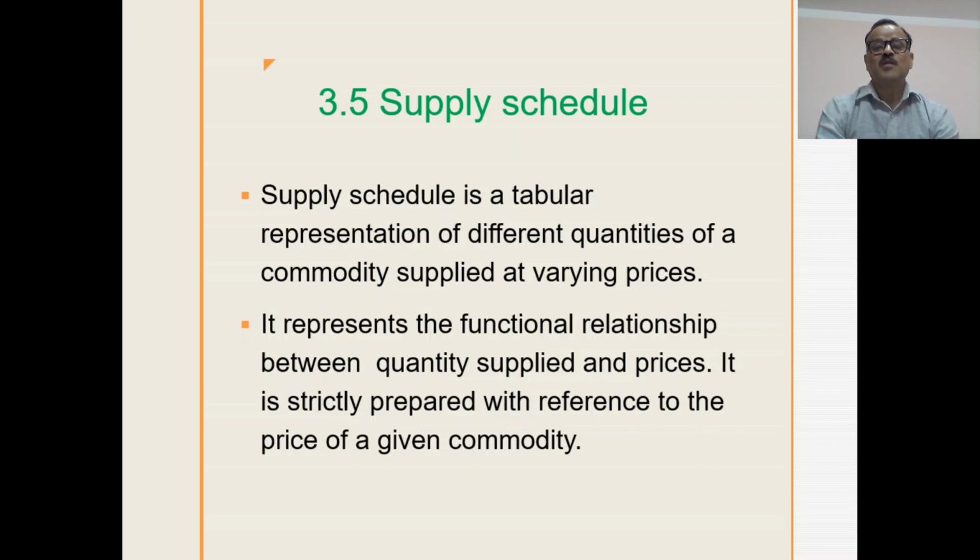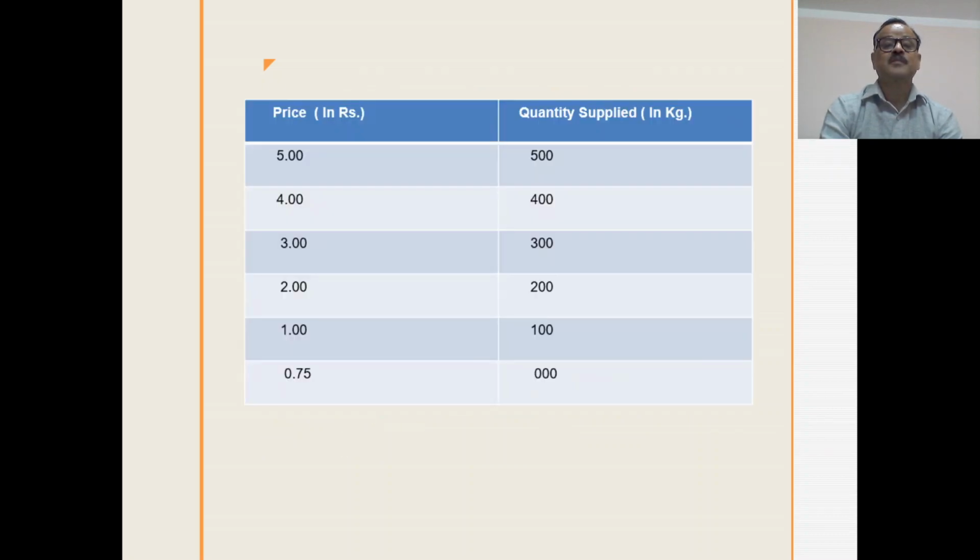It represents the functional relationship between quantity supplied and prices. It is strictly prepared with reference to the price of a given commodity. So the quantity supplied is strictly attached to the price of the commodity.